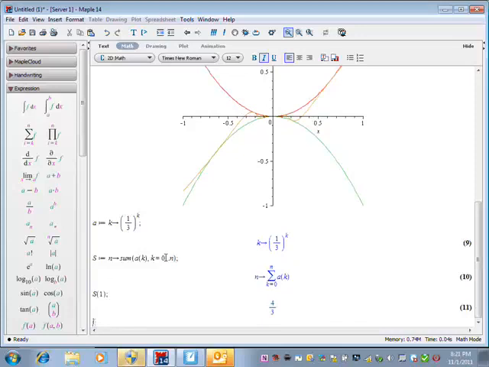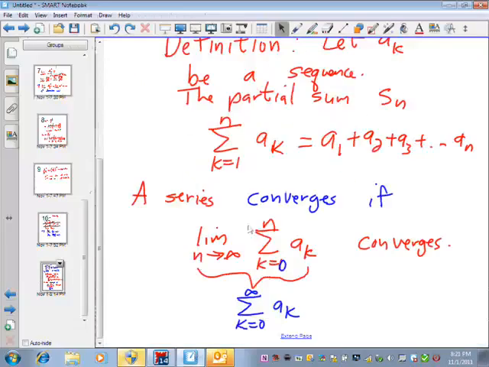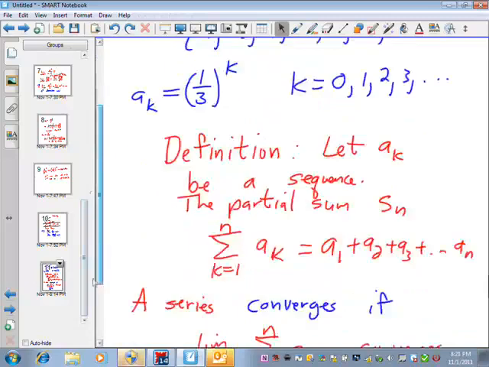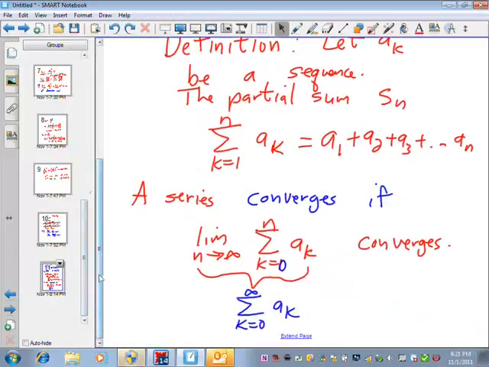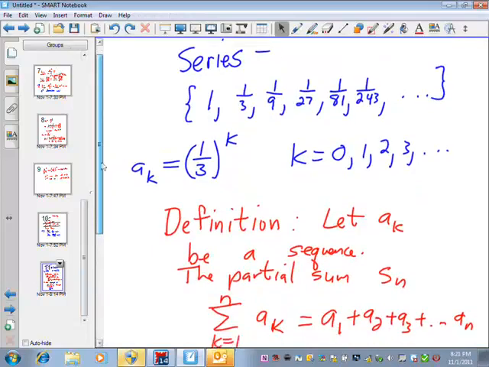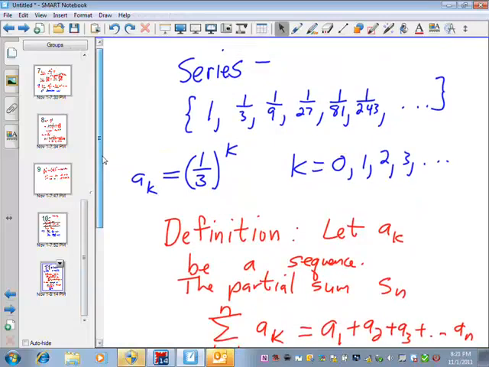S sub 1 is 4/3. Do we know why? 1 plus 1/3, it's the sum of the first two terms. The first term was 1. The second term was 1/3. So it's just 1 plus 1/3. That's S sub 1. You say it will never reach 5/3? I don't think it's ever going to reach 5/3. I think it's 3/2.